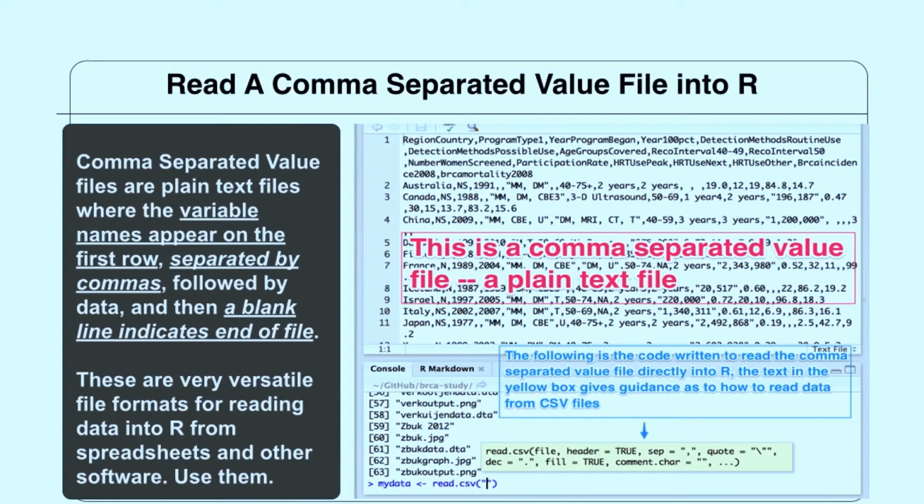Then every subsequent line contains the individual values, and these values are separated by commas. So this is why this particular file is known as a comma separated value file, or a CSV file. And these are very useful formats for reading data into R from spreadsheets and from other software. And indeed, even from the web and from other sources, if you want to put data in, CSV is a very versatile way in which you can read files.